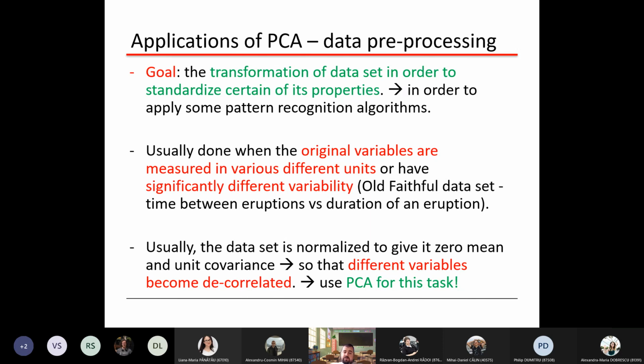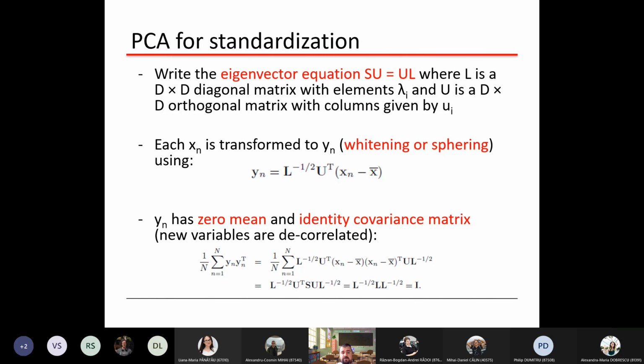And to do this data preprocessing, usually the dataset will be normalized to give zero mean and unit covariance, so that different variables become decorrelated. And for this task, we can use PCA. Again, we start from the eigenvector equation, covariance S multiplied with U equals U multiplied with L. L is a diagonal matrix having on the diagonal the elements lambda i, so the eigenvalues. U is a D by D orthogonal matrix with columns given by u_i, so by eigenvectors.